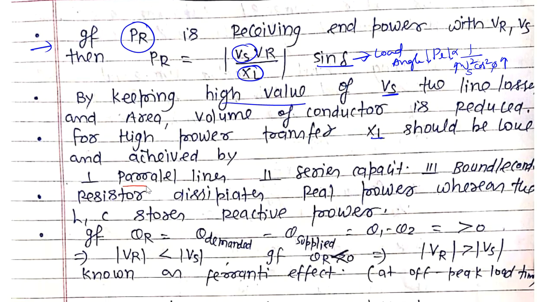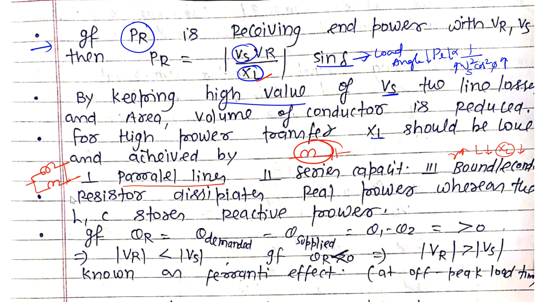First, parallel lines. If you are using two parallel transmission lines, the net reactance will be reduced. Second, series capacitance, which means we add one more capacitor in series with the reactance, so that the net reactance effect will be reduced. And third, by using bundle conductors, where virtually we are increasing the radius of the conductor. As the radius increases, automatically L decreases, so XL decreases. We'll discuss this point in the next coming important formulas.